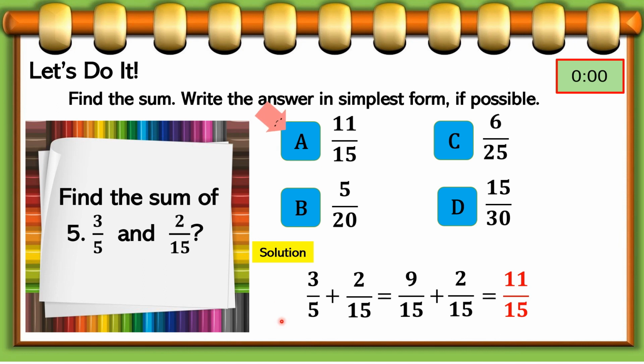Solution. First, find the least common denominator of 5 and 15. So 15 is the LCD. 15 divided by 5 equals 3 times 3 equals 9. 15 divided by 15 is 1 times 2 equals 2. Then add the numerators. 9 plus 2 equals 11 and copy the common denominator 15. So the answer is 11 over 15.